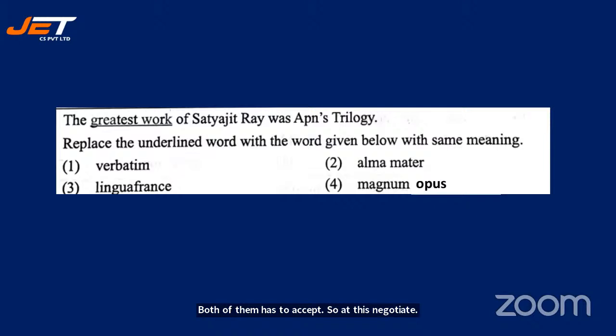The greatest work of Satyajit Ray was Apu's trilogy. So, replace the underlined word, that is the greatest work, with the same meaning. Is it verbatim or alma mater? Or is it lingua franca? Or is it magnum opus? All right. So, everything requires a phrase. So, here, the greatest work, you can say it is a magnum opus.